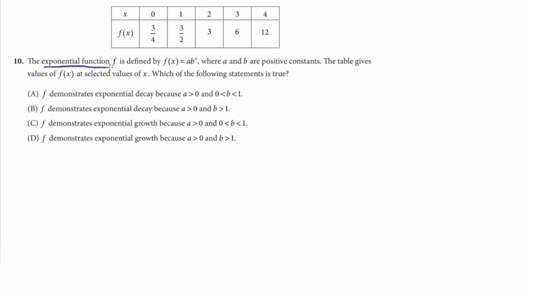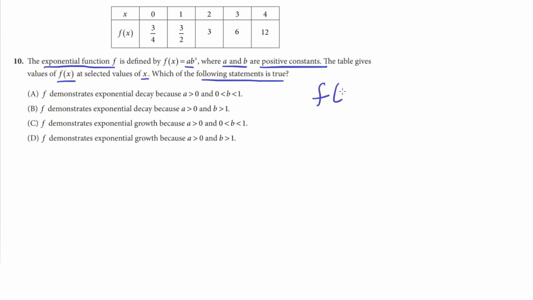The exponential function f is defined by f of x equals a times b to the x, where a and b are positive constants. The table gives values of f of x at selected values of x. Which of the following statements is true? So let's find the value of a and b.